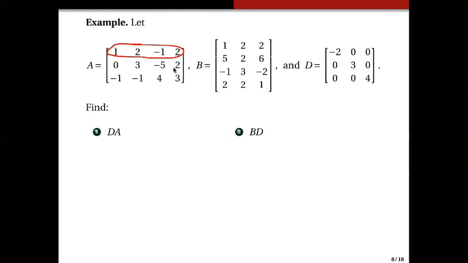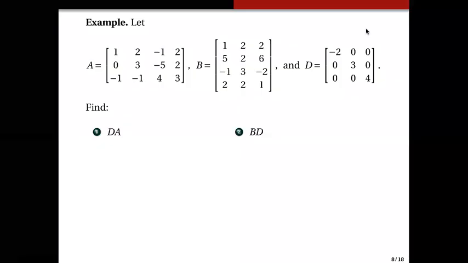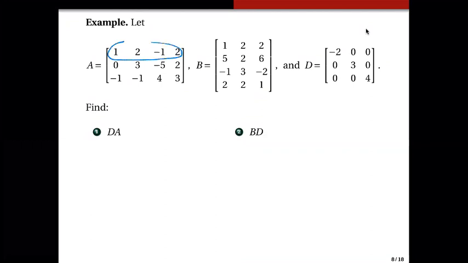For the first row of A, we multiply this to the first entry of the diagonal matrix D. The second row of A will be multiplied to the second entry of the diagonal matrix D, and the third row of A will be multiplied to the third entry of the diagonal matrix D.